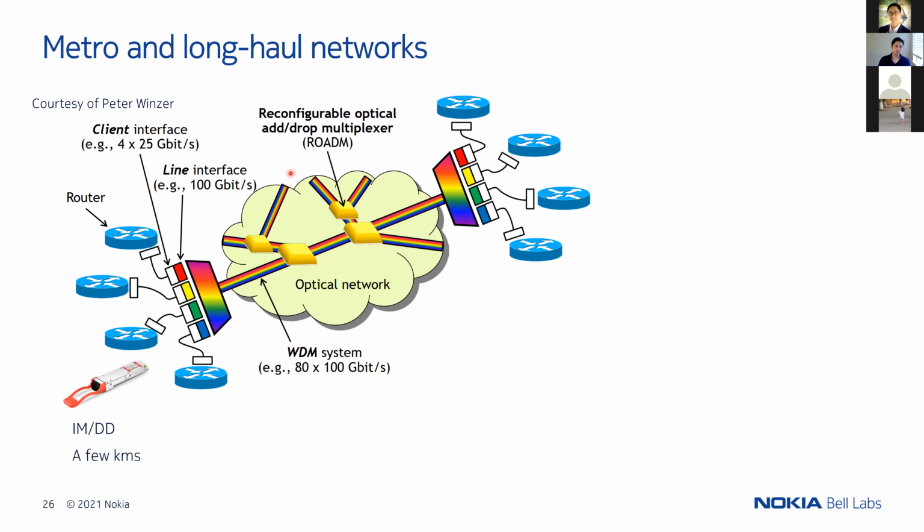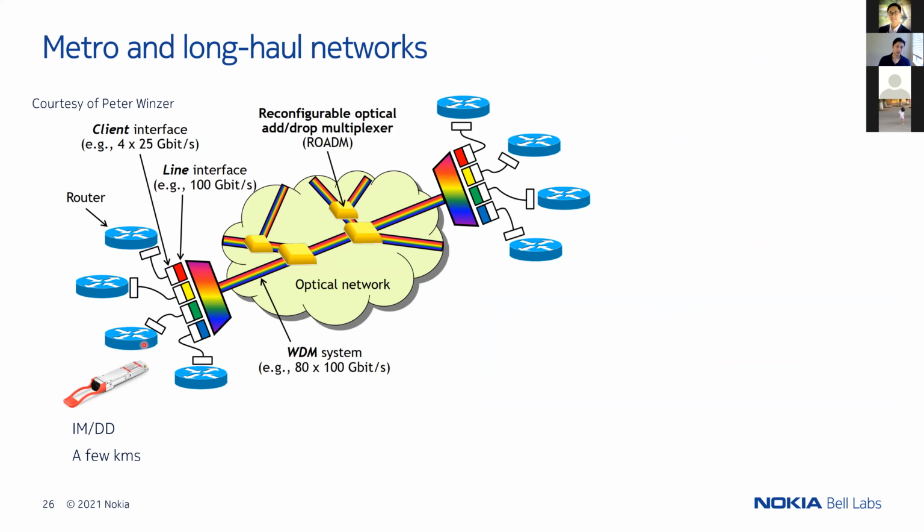So now we move to the second application, which is the metro and long haul network. Like I said, the optical network is just a high capacity network to connect routers together, right? So we have a router in one place, and we need to connect it with another router sitting, let's say, a few hundred kilometers away or even 1,000 kilometers away. So we need to connect them through the optical network.